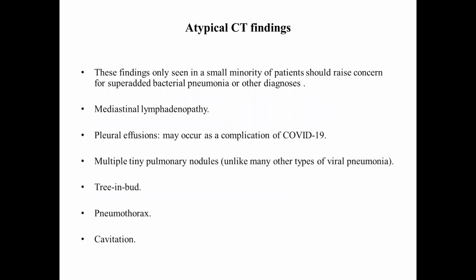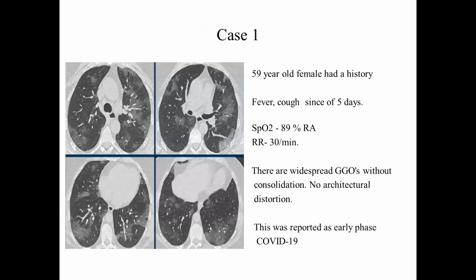Atypical CT findings are seen only in a small minority of patients and should raise concern for superadded bacterial infection or another diagnosis. Mediastinal adenopathy, pleural effusions, tiny pulmonary nodules, tree-in-bud, pneumothorax, and cavitations should raise the concern of superadded bacterial pneumonia or another diagnosis.